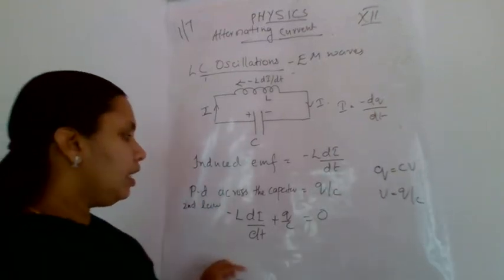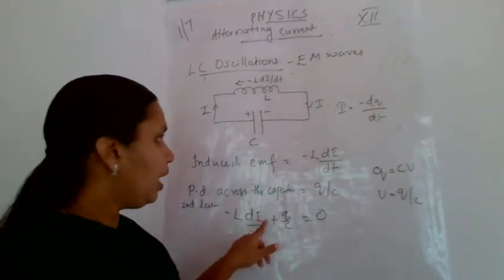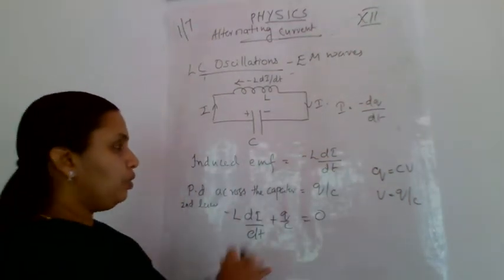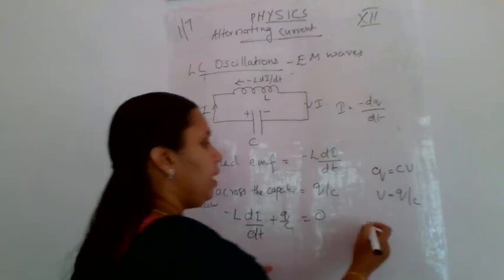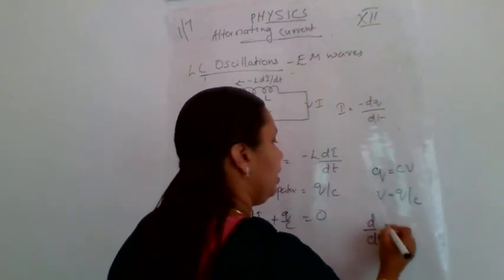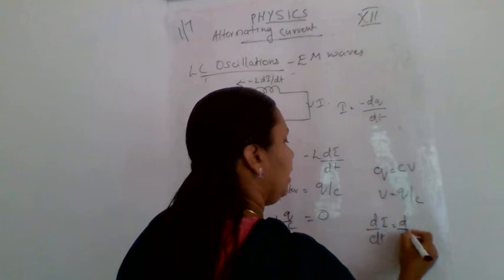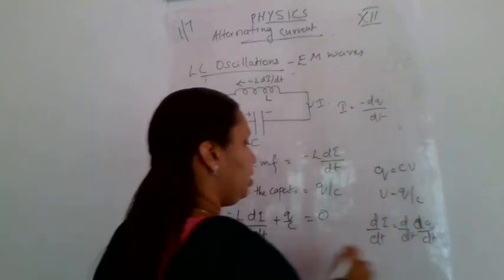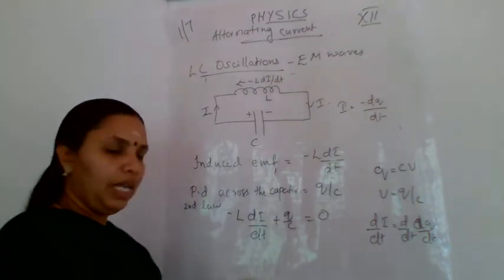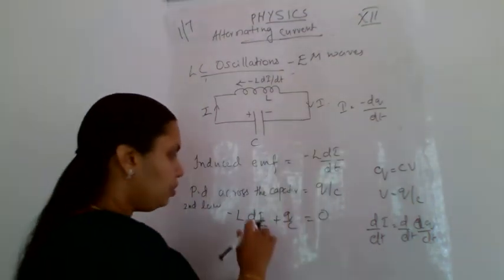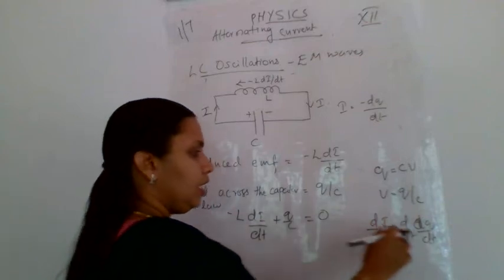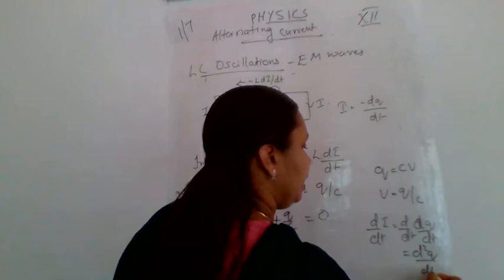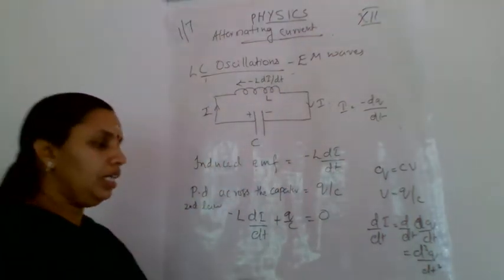Okay. And here, just a modification. We know I is equal to dq by dt, isn't it? So here, d by dt of I, that is d by dt of dq by dt. That is, we are changing the equation in terms of q. I and q relation we know. So we are changing this equation in terms of q. So what is it? It is d square q by dt square. That is the second order differential equation.